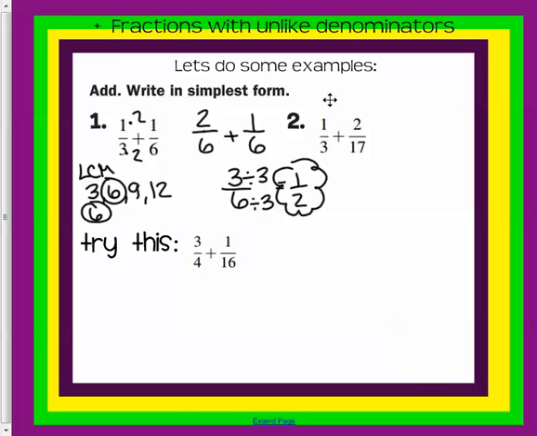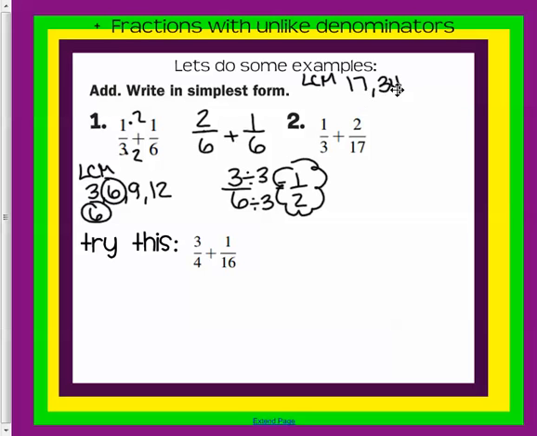Let's look now at number 2. We have 1/3 and 2/17. So let's find the least common multiple of 3 and 17. Okay, let's start with 17. It goes 17, and does 3 go into 17? No. What about, let's double that, 34.